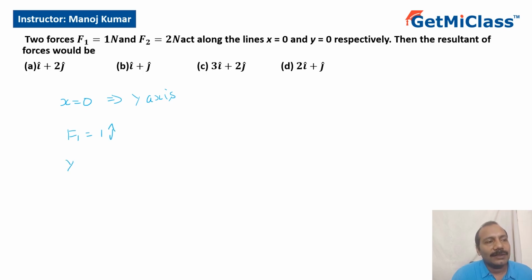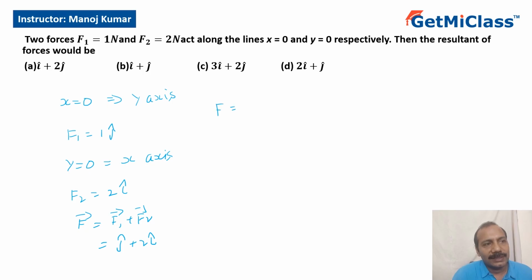Now y equal to 0 is the x-axis, and F2 is acting along the x-axis, so I can write F2 equal to 2 into i. So the net force would be equal to F1 plus F2. So that is equal to j plus 2i, or the answer would be F equal to 2i plus j. So from the given options, the answer is option D.